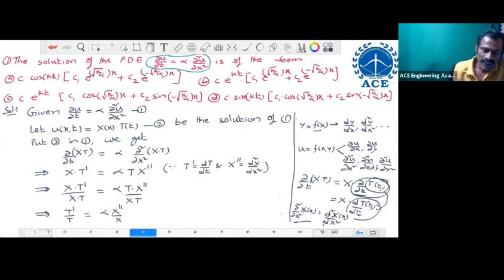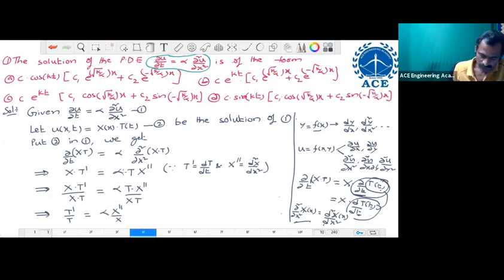According to our first method, identify the dependent variable and write it as a product of two functions, each of which must be a function of one independent variable, like this. And we substitute this in equation 1. We get it like this, and we simplify it, just like this.